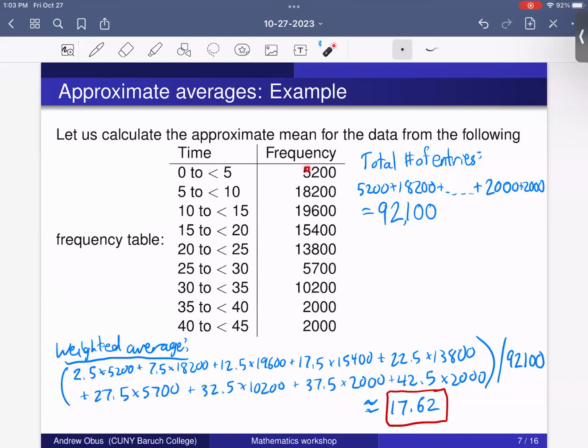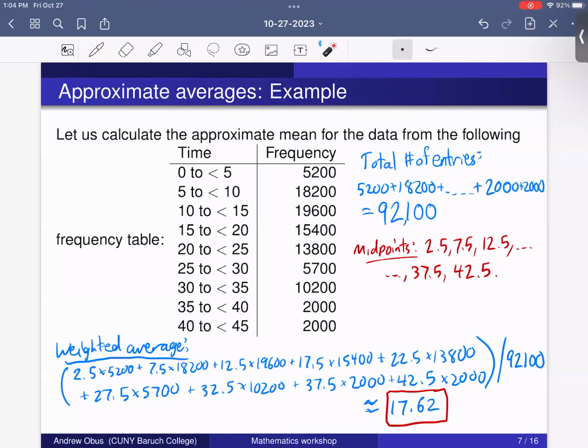Basically, just assume that all 5,200 of these measurements are at 2.5, and all 18,200 of these measurements are at 7.5, and so on. Maybe I'll just write this down very explicitly. Midpoints are going to be 2.5, 7.5, 12.5, etc., and then all the way up to 37.5 and then 42.5 at the end. So this is how we do approximate averages using grouped data on a frequency table.